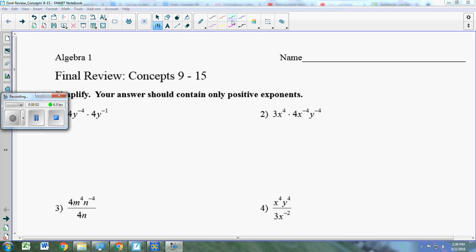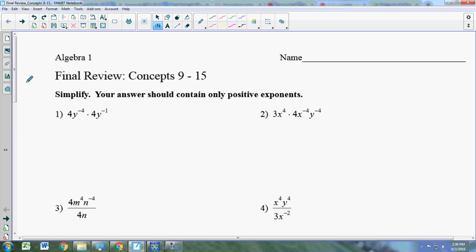Alright, so I am making a video here. I'm going to go over some of the problems from the final review, since we probably won't have enough time to go over as many problems as we'd like in class. So I'm going to pick about three-ish problems per page to go over.